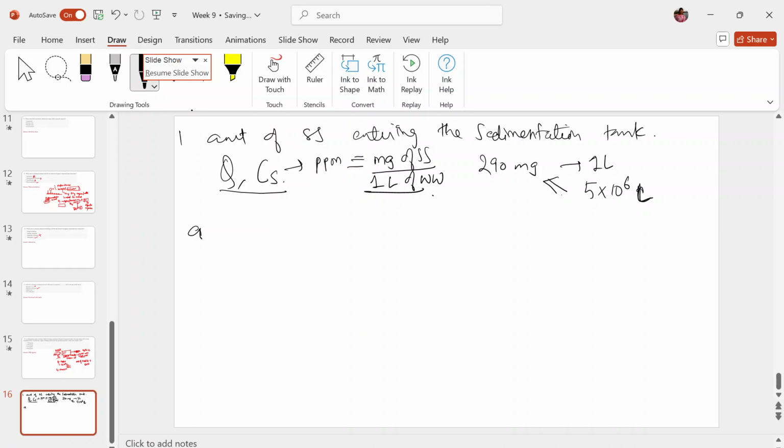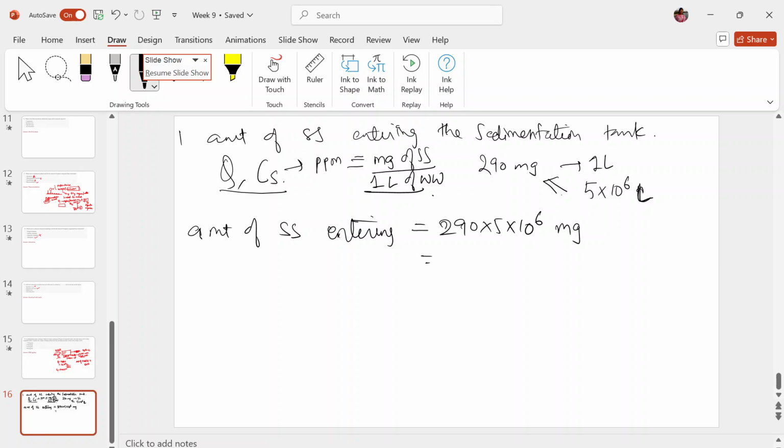So the amount of suspended solids entering is equal to 290 into 5 into 10 to the power 6 milligrams. When you multiply, tell me the answer. And if you know the conversion, convert it into kg, because milligram is a very small unit and it will be a very big quantity. So it's better to convert it into kg, and the answer is also asked in kg.